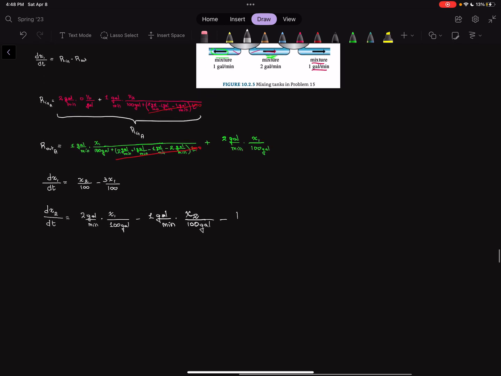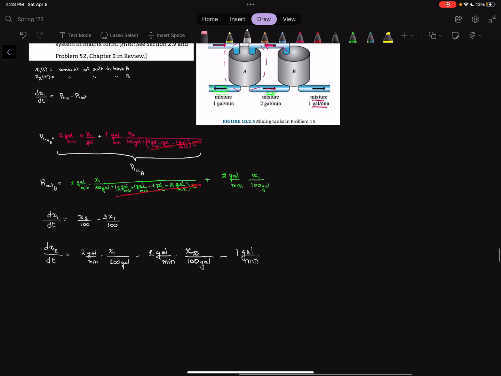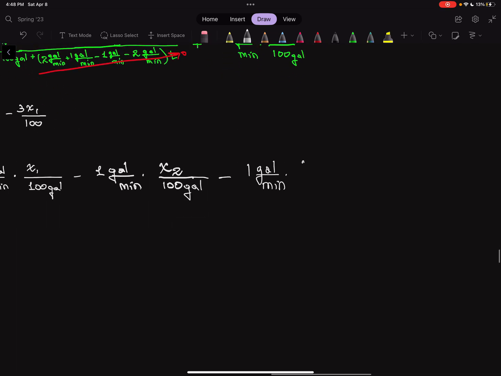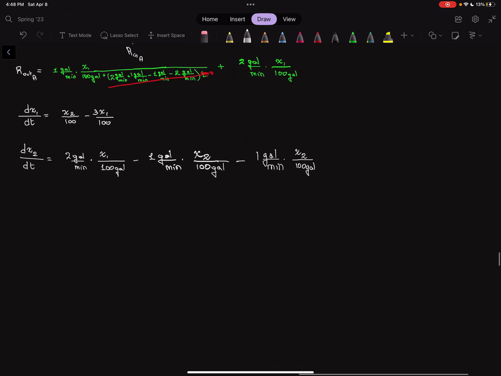And then we have another one coming out from the bottom right. It's going to be another 1 gallon per minute. And it's coming out from tank B as well. So it's still going to have the amount multiplied by the concentration, which is the amount of salt at any time in tank B, divided by the volume in tank B.